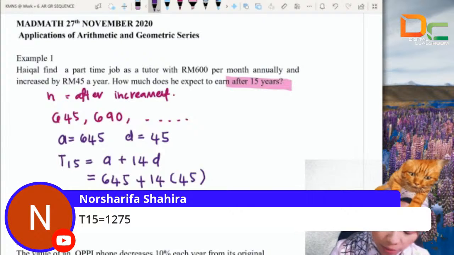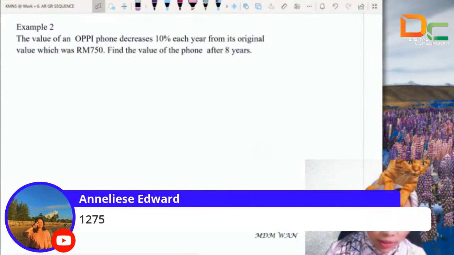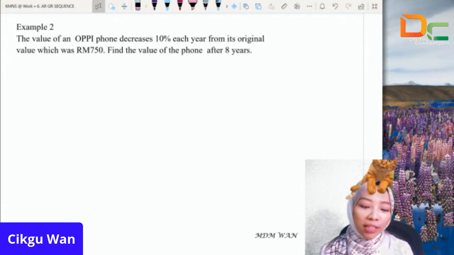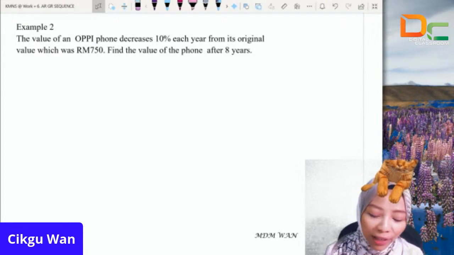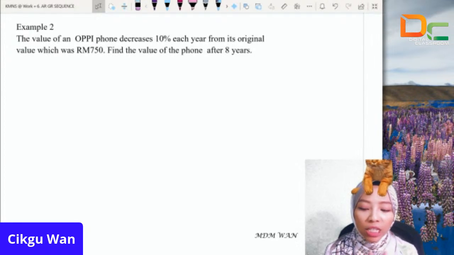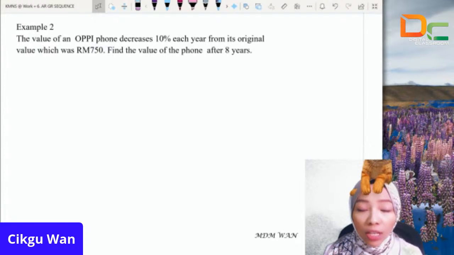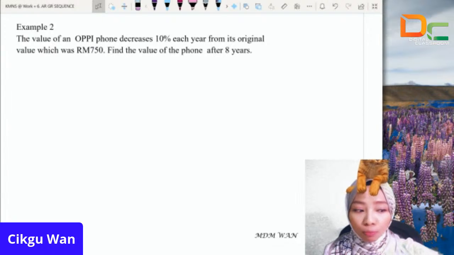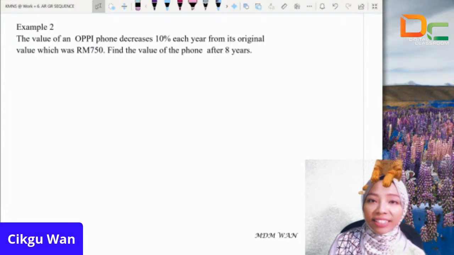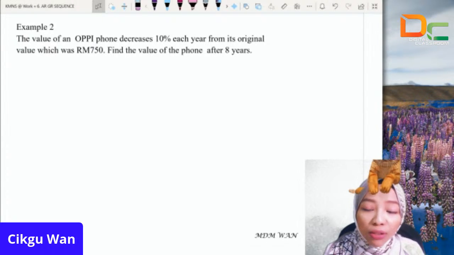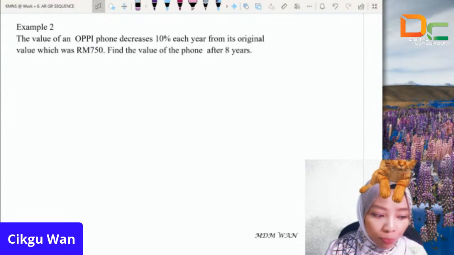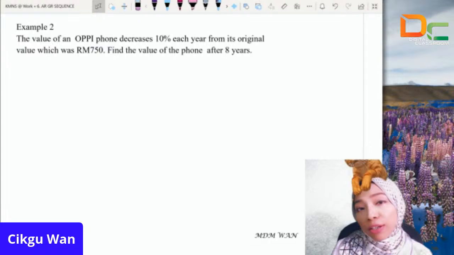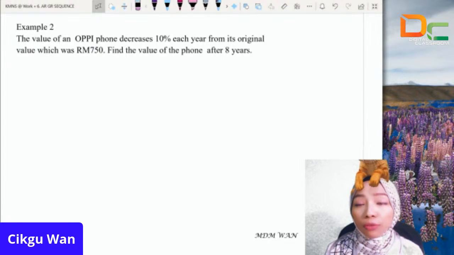Alright, we continue. Example 2. The value of Oppo handphone. So I edit sikit, Oppo iPhone. Decreases 10% each year from its original value. So dia berkurang, biasalah semuanya ada penurunan kalau gadget ni makin tahun by years it will decrease the values. So from its original price 750 ringgit, find the value of the phone after 8 years.